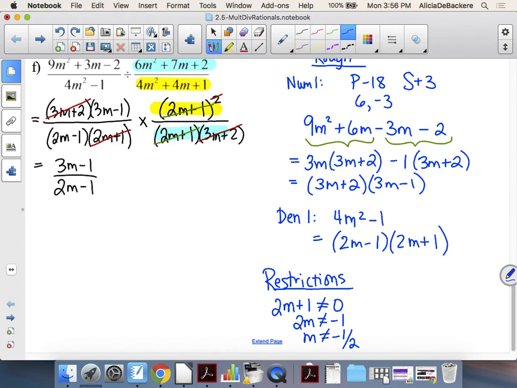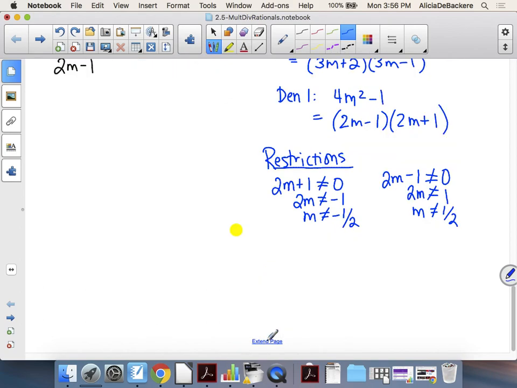Looking at the first denominator, there's also a 2m minus 1. So that also can't equal 0. I bring the negative 1 over and I add it, and then I divide out the 2. So I see that m can also not equal positive a half. There's one more factor for me to consider. That's the 3m plus 2. So I know that 3m plus 2 cannot equal 0. Again, I bring over the 2 and I subtract it, and then I divide out the 3.